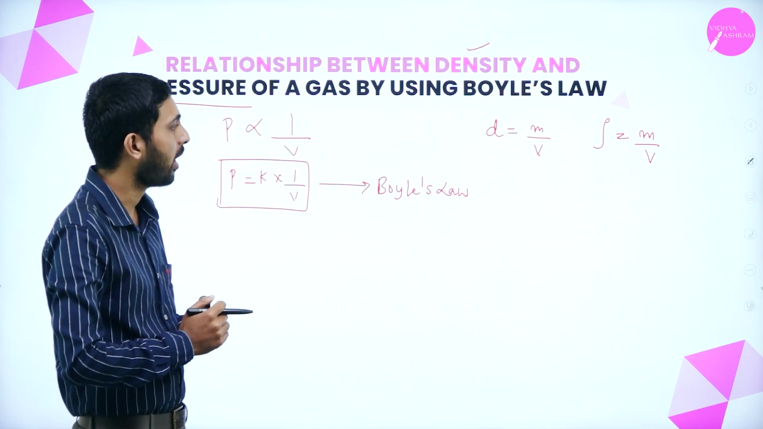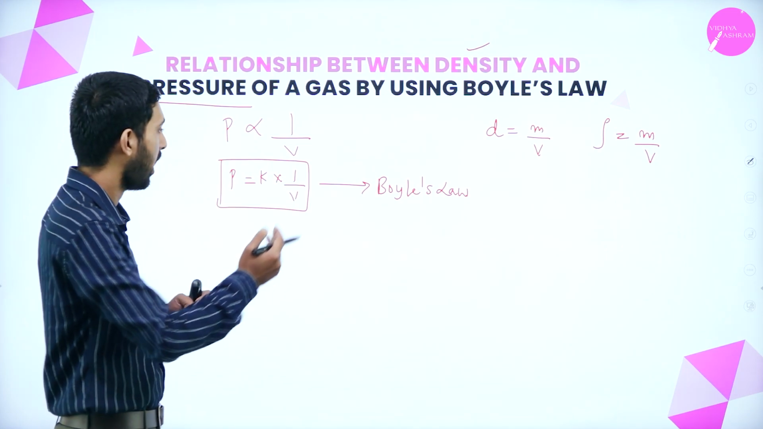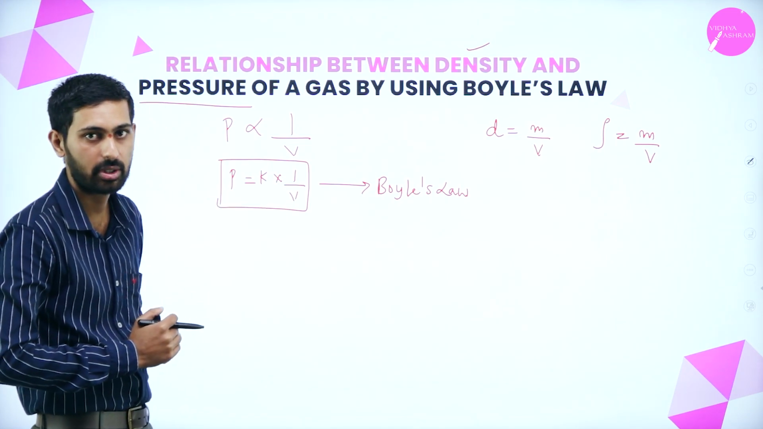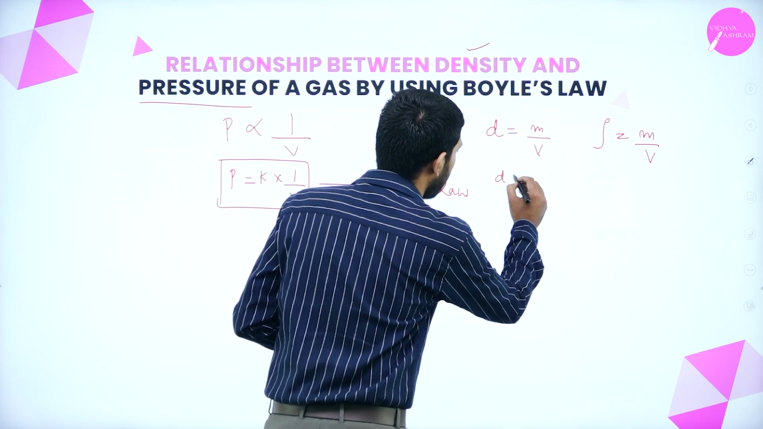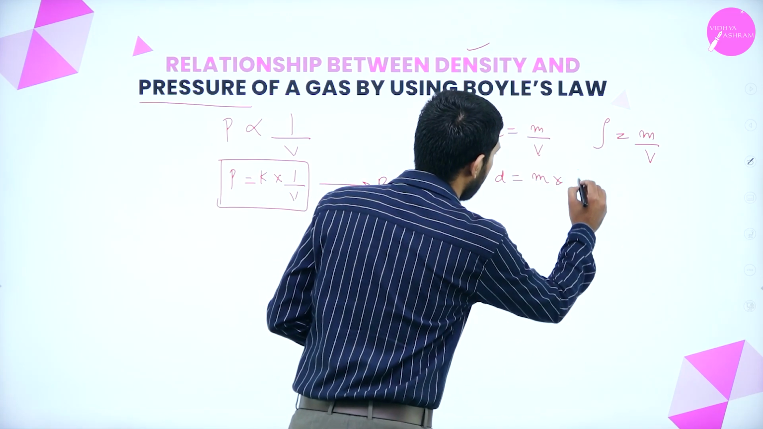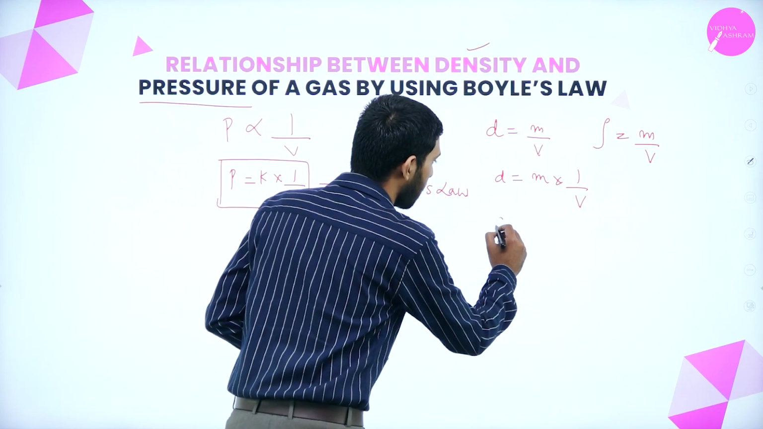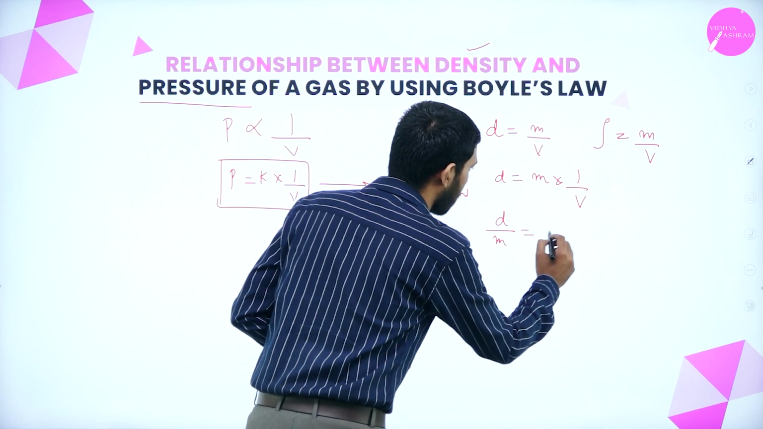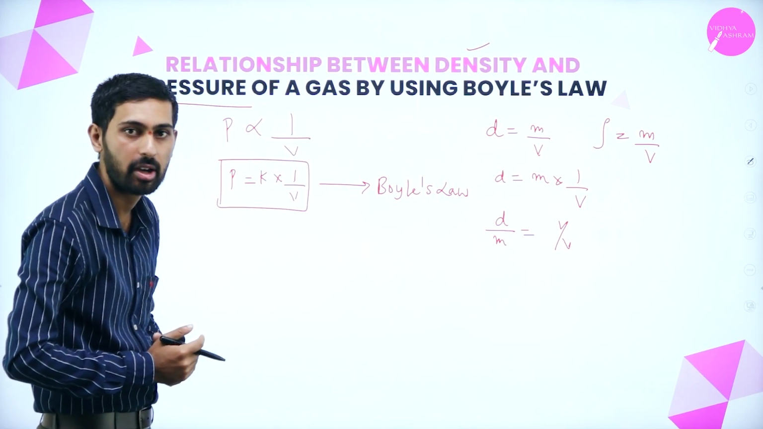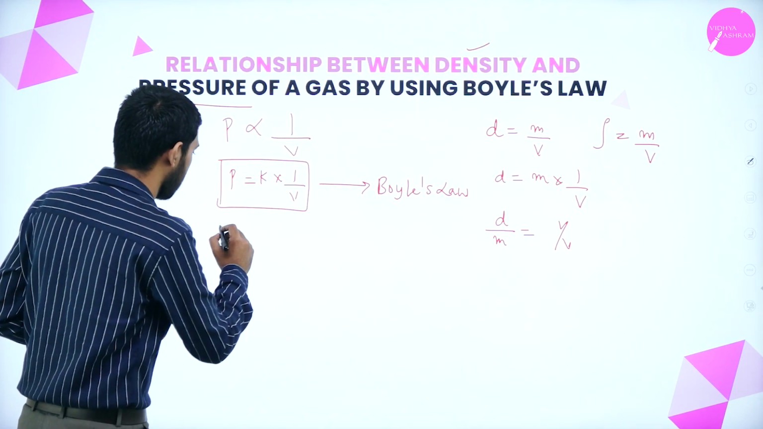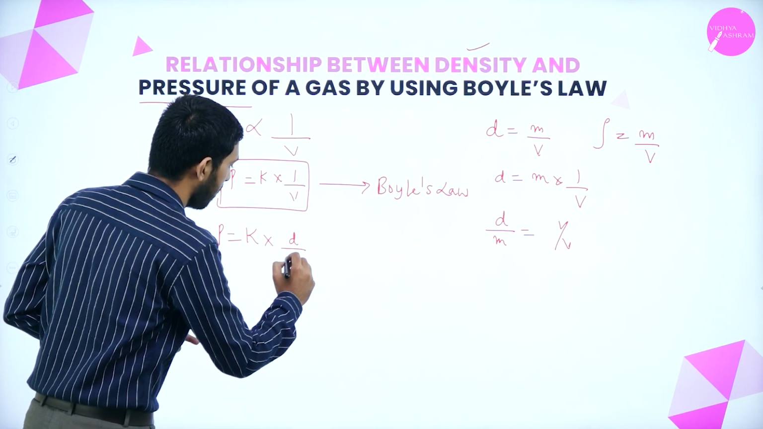Okay. Now we have to think that mass and volume I have got. I can give the relationship to this. Okay. Next, what you have to do? We know that we can write like this. Density is equal to mass into 1 by volume. Okay. So I will take D divided by M is equal to 1 by V. Here also I have got 1 by V. There also I have got. So I'll substitute the value of this. Okay. P is equal to K into D by M.